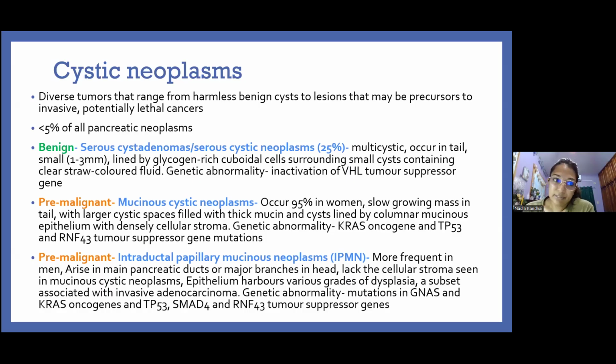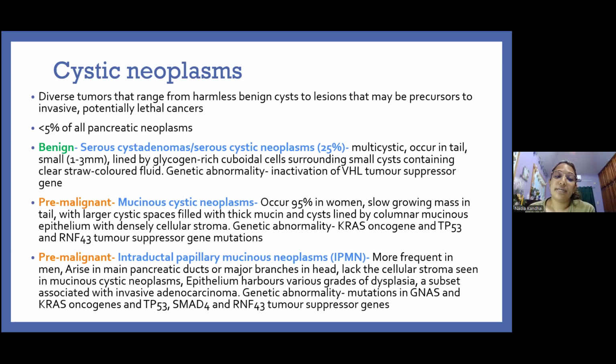Two premalignant lesions are the mucinous cystic neoplasms, which are slow-growing masses in the tail, contain larger cystic spaces filled with thick mucin, and cysts lined by columnar mucinous epithelium with densely cellular stroma. In these patients, the genetic abnormality has been found to be with the KRAS oncogene and TP53 and RNF43 tumor suppressor gene mutations. The other premalignant was the intraductal papillary mucinous neoplasms.